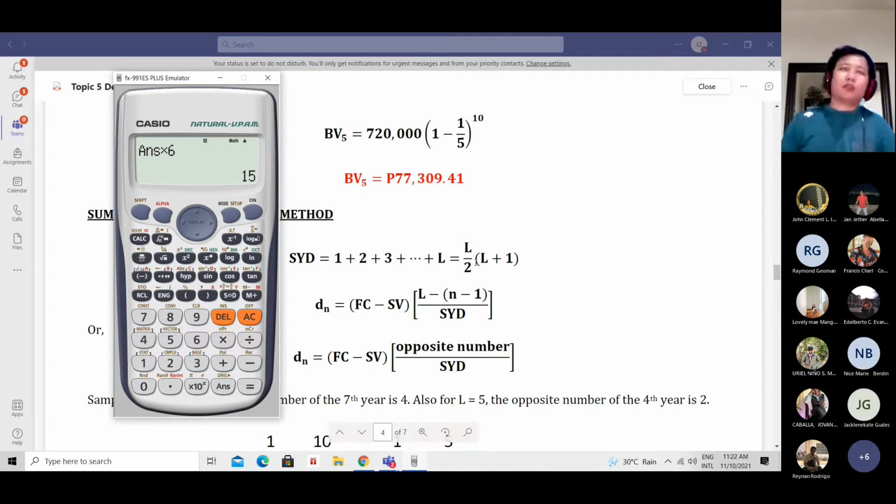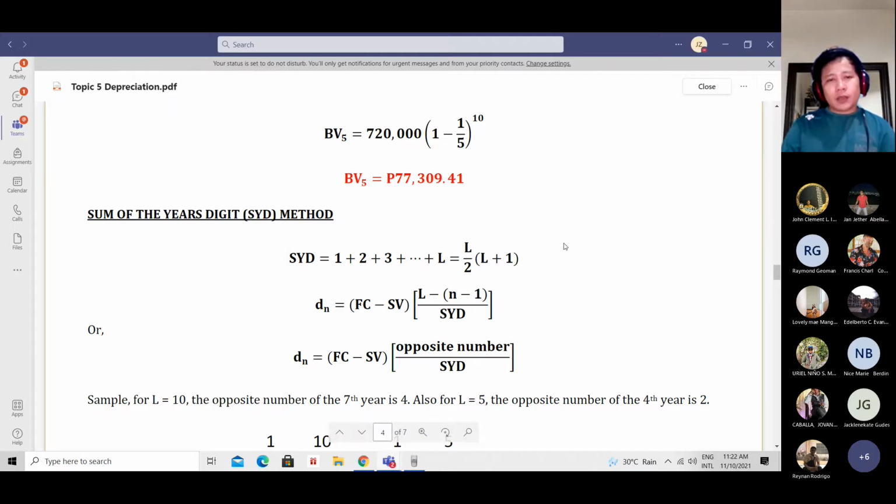Kung di mo kahinumdum sa shortcut sa SYD, okay ra, kay pwede raman mo mag-add up manually, 1 plus 2 plus 3 hangtod pila na ang life. Ang only problem is kung ang life kay 50 years, 100 years, taas kaayo ang mag-add 1 hangtod 100. Major nga problema is very time consuming. Mahurot ang imong oras tungod lang sa SYD. So, don't forget the formula.